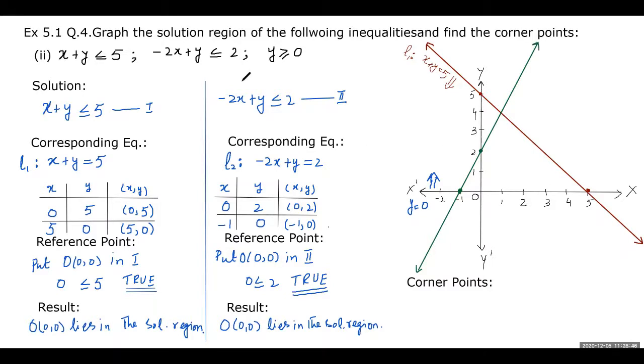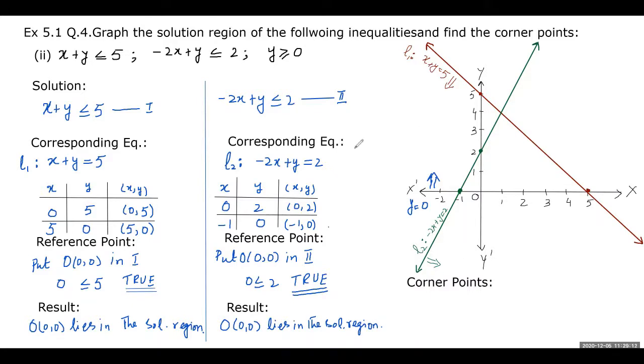Now I'm going to write the name of the line on it. The name of the line is L2 and the equation of the line is minus 2x plus y equals to 2. And where is its solution region? The origin lies in the solution region. So the solution region is on this side. As a result, I get this side of this line as the shaded portion.